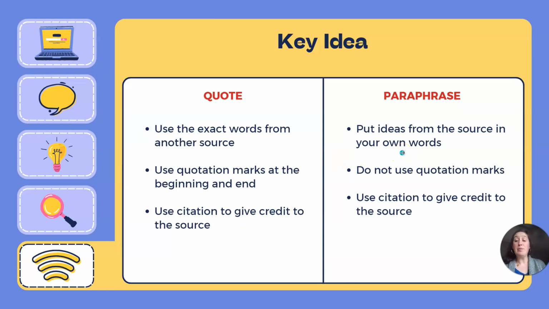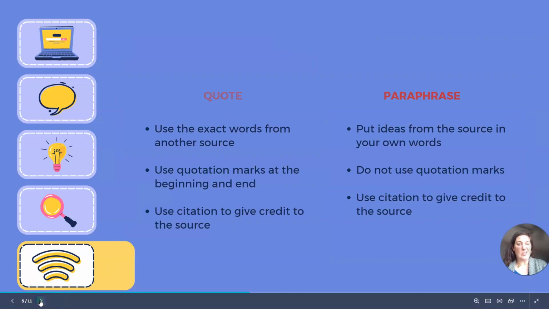When we paraphrase, we put the ideas from the source in our own words. We don't copy the ideas directly. We change the words, and we change them significantly so that they don't look exactly the same as the quote. In a paraphrase, we do not use quotation marks because that indicates we are not copying exactly. But we do need to use citation to give credit to the source. So remember, for both a quote or a paraphrase, any ideas from other sources, we have to use citation. And I'm going to talk about how to provide that type of citation.